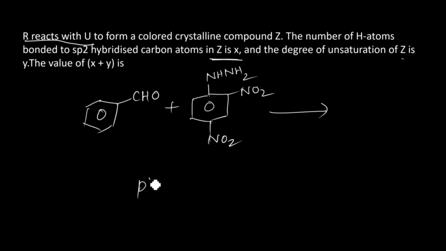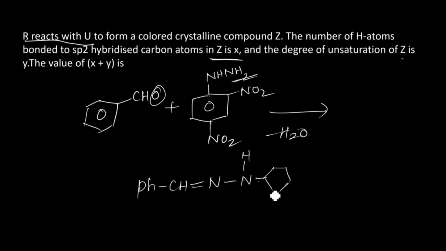So I'm writing it like this: Ph-CH, it will take up the NH2 with the release of water, giving a double bond, N, with NH, which is connected to our nitro group. Okay, so fine. So degree of unsaturation of Z.